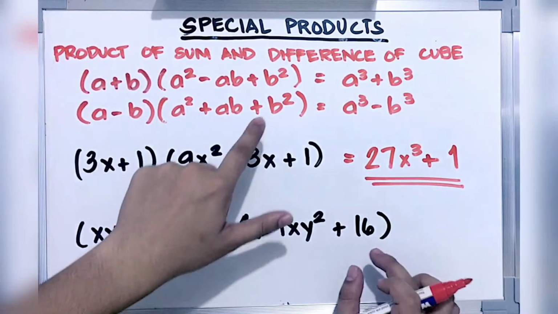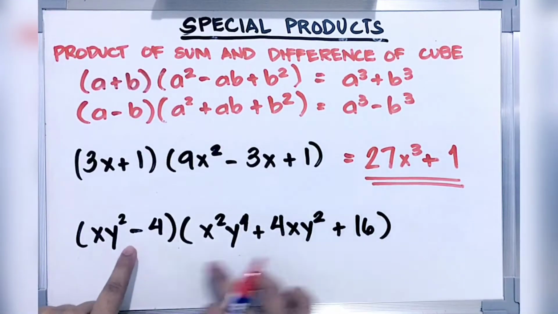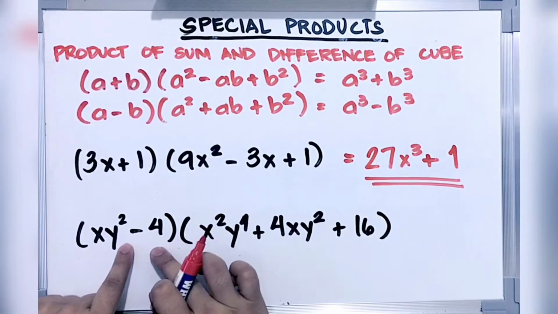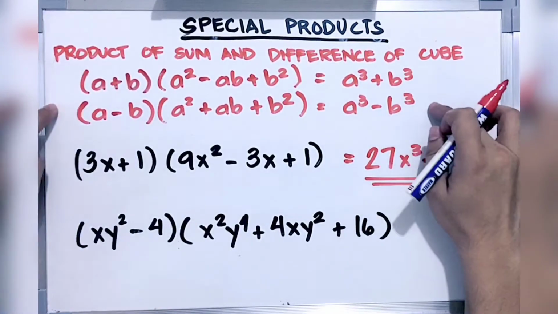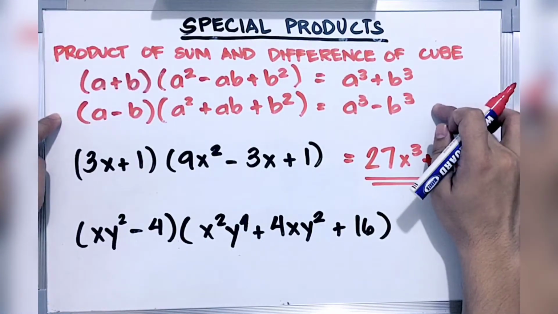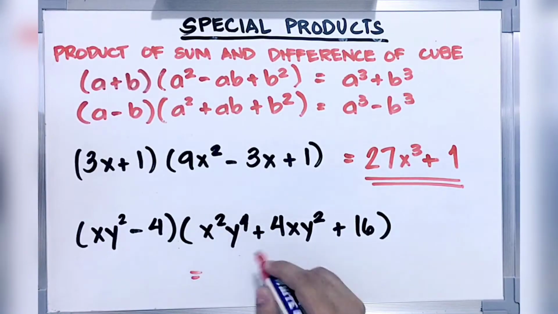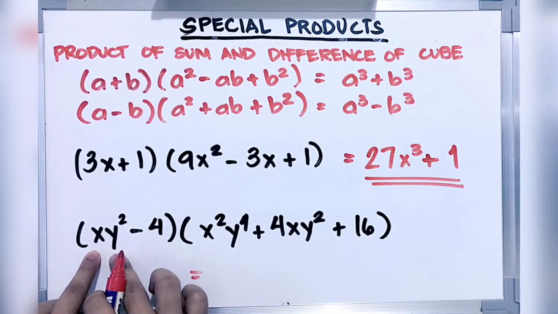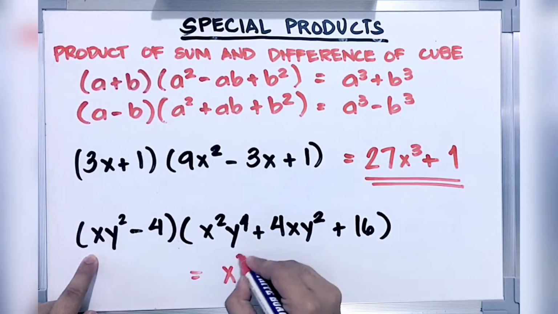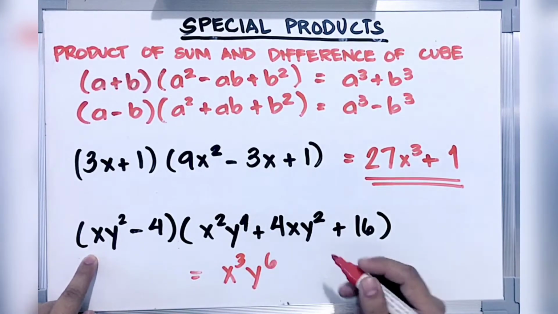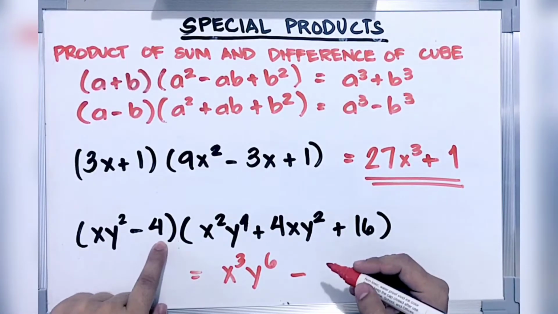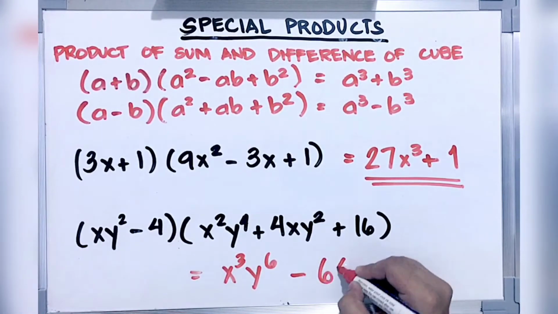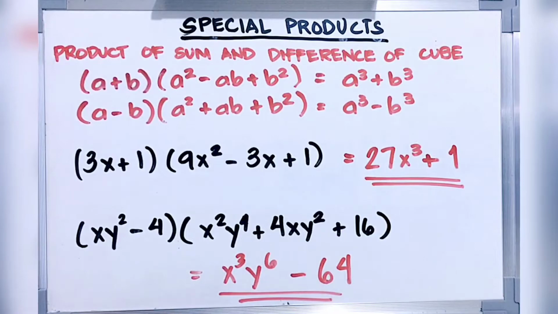And yung last, square naman ng second term. So, ang square ng negative 4 is positive 16. So, ibig sabihin, nag-conform siya dito sa equation na to. Kaya ang sagot nito, cube the first term. So, ang cube nito ay x cubed y to the 6 minus, copy the sign, cube naman nitong 4 is 64. So, ito na yung ating final answer.